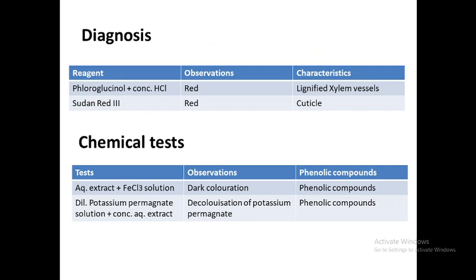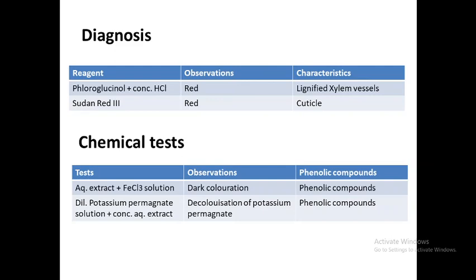Just see the diagnosis of Azadirachta. So in presence of phloroglucinol and concentrated hydrochloric acid, the Azadirachta show the red color, and which is the characteristic feature of the lignified xylem vessel. Second, in presence of Sudan red, the cuticles in Azadirachta shows the red color. Then identification of this Azadirachta using the two different chemical tests.